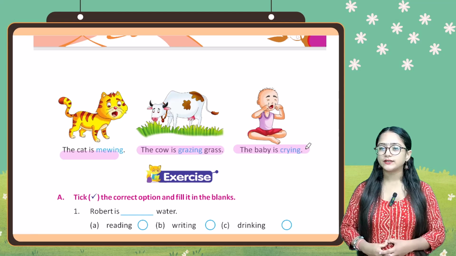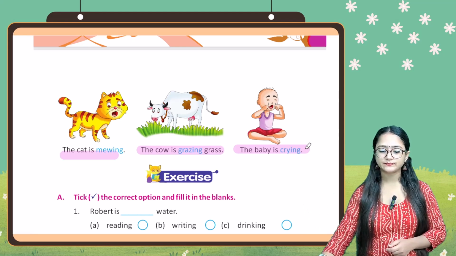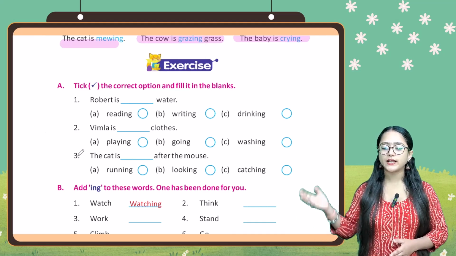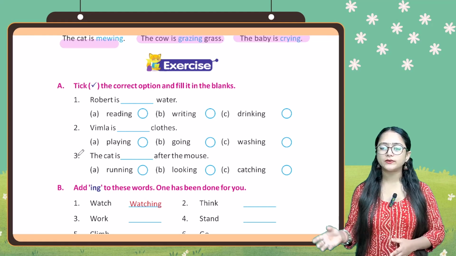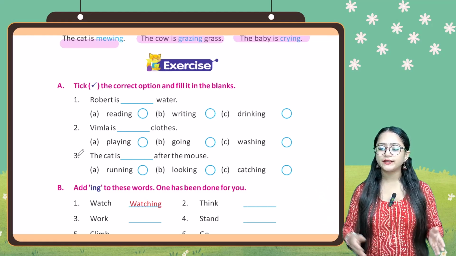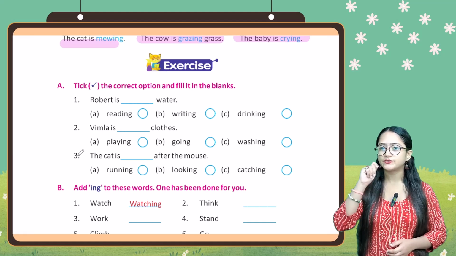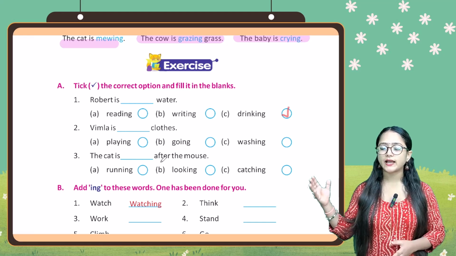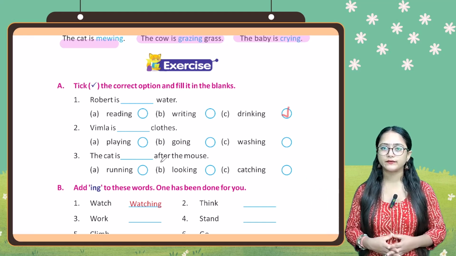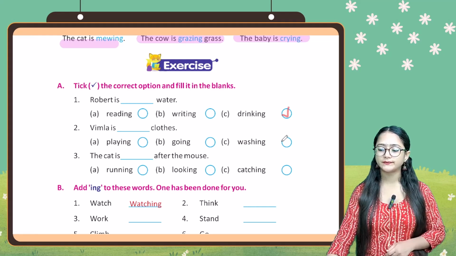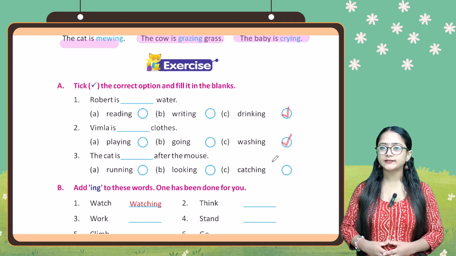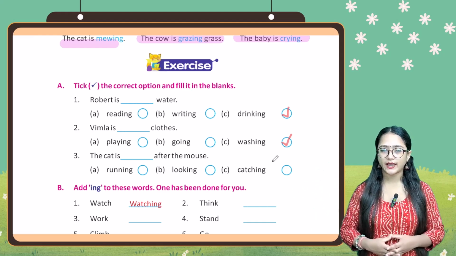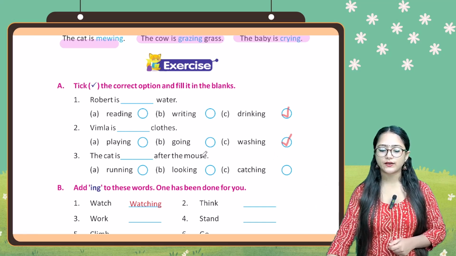Now students, let's move into the exercise part. Here they have given, take the correct option and fill it in the blanks. First one, Robert is dash water. Is it reading, writing or drinking? Robert is drinking water. So you have to take drinking. Next one, Vimla is dash clothes. Is it playing, going, washing? Vimla is washing clothes. So you have to take washing. Next one, the cat is dash after the mouse. The cat is running, looking or catching. The cat is running after the mouse. So you have to take running.